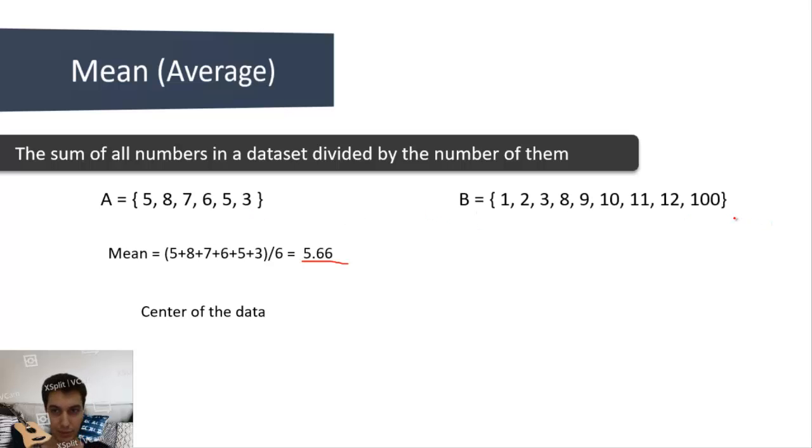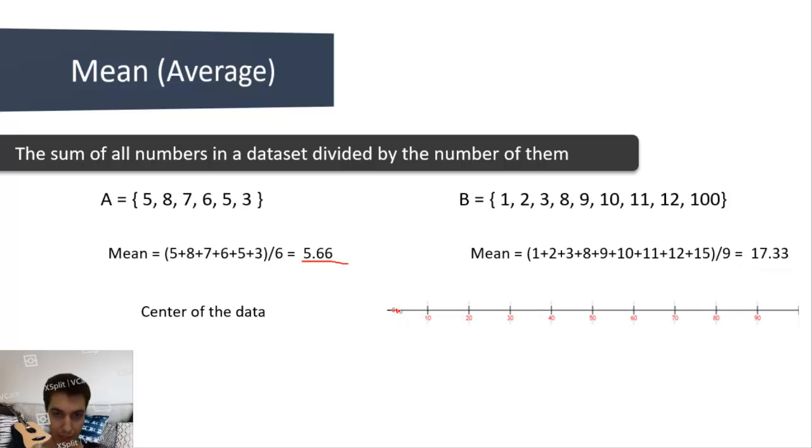Let's see another example. In this example, we have 9 numbers. So, we calculate the mean the same way, which is 17.33. So if you want to imagine the x-axis, we have 3 numbers here, some of them are here, and then one of them is here. This measure tells us that the center of the data is here. Does it really make sense? No. The reason is that our numbers are not symmetrical. In these cases, it's not really useful to calculate the mean.